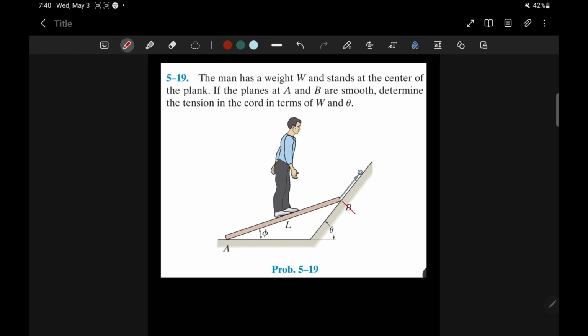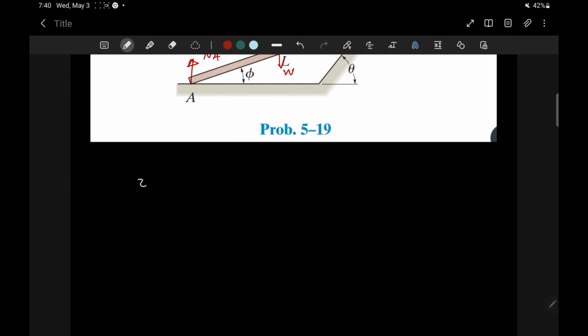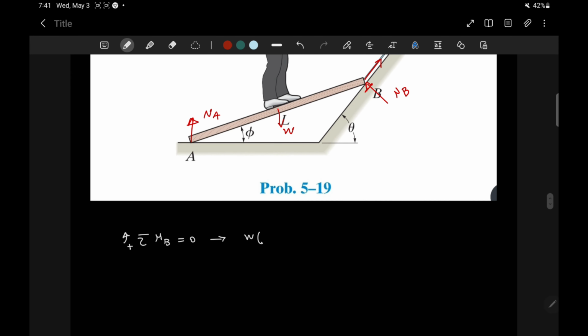Let's start with the equation of moments about point B, which tells us that the sum of the moments of all the forces acting on the beam around point B must be zero, since the beam is not rotating. We can write this equation as follows: the moment of the weight W about point B, which is the force W multiplied by the perpendicular distance from B to the line of action of W, minus the moment of the reaction force at A about point B, which is the force NA multiplied by the perpendicular distance from B to the line of action of NA, must be zero.